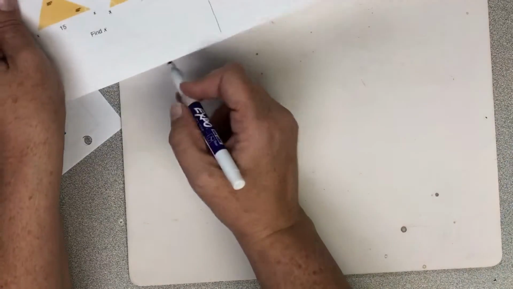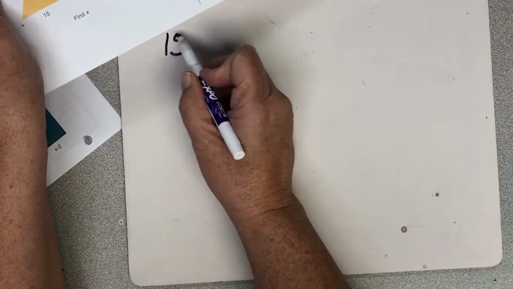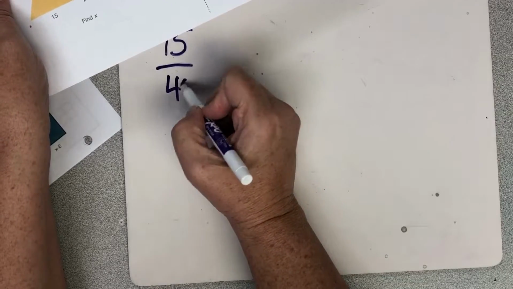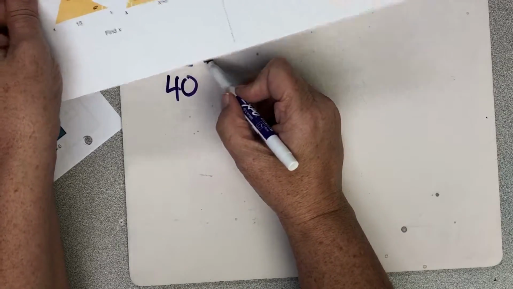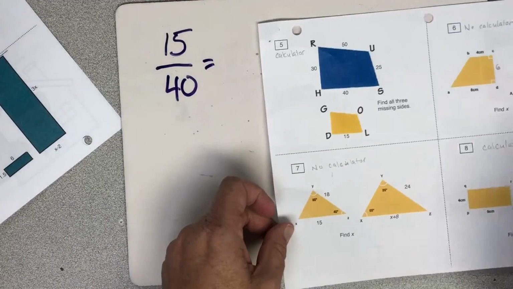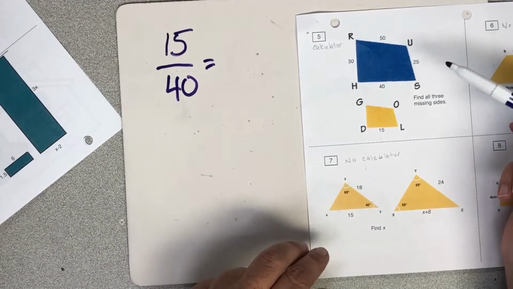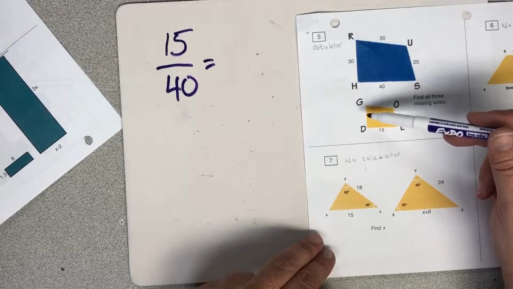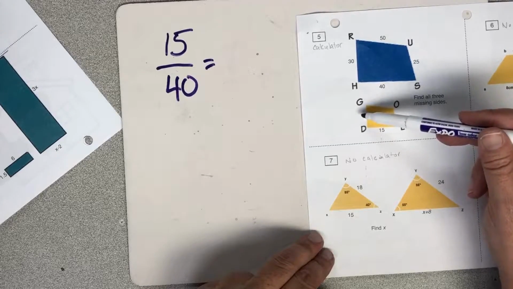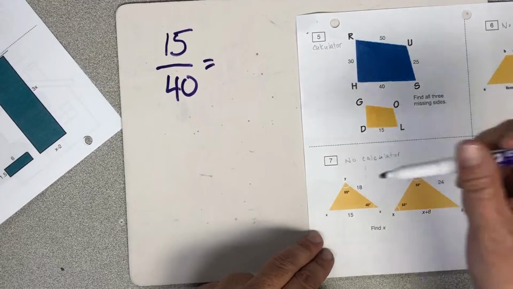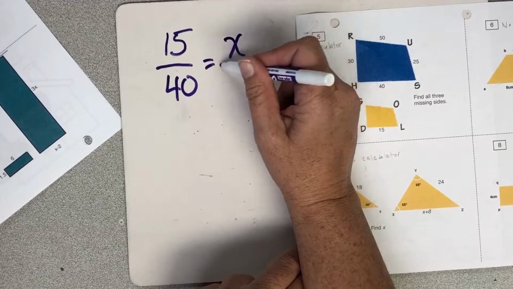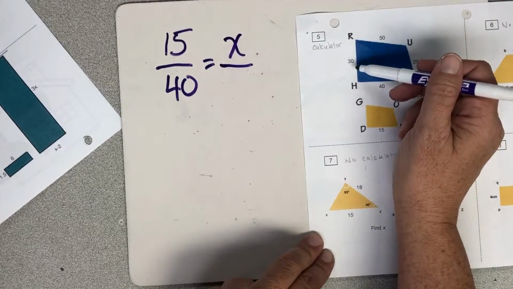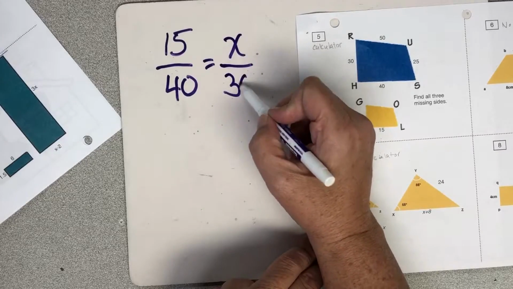I'm going to set it up using scale factor, and that is 15 over 40, second over first, equals, and then I can really pick any of these other ones to go with next. I think I'm going to pick the 30 and GD to do next. GD is our unknown, and that's on the second figure, so I'm going to put an X on top there. And in the first figure, we have a 30.